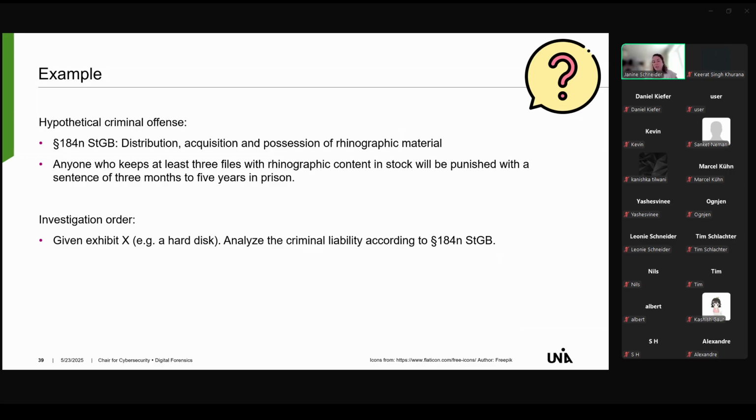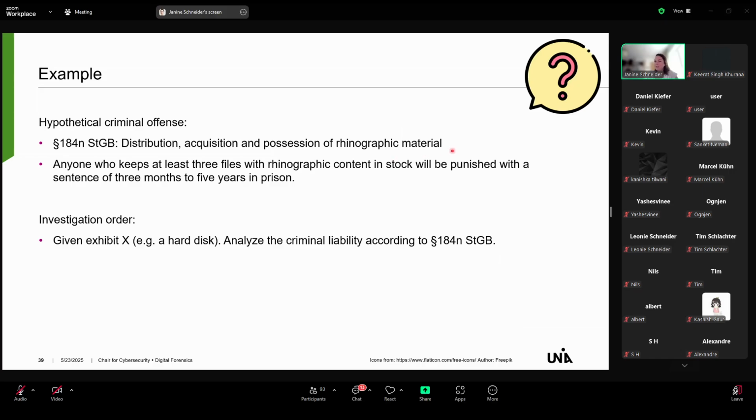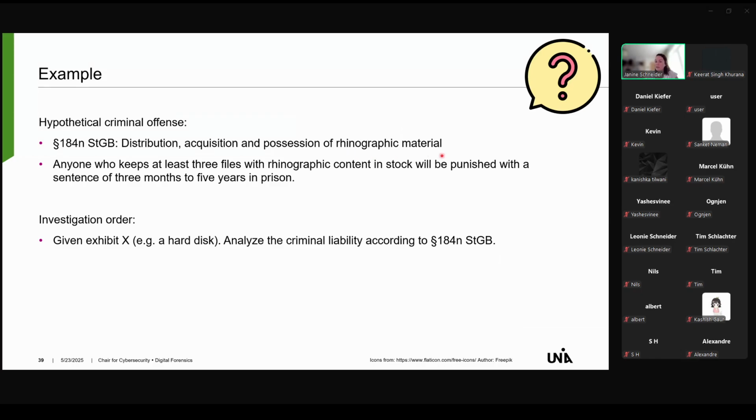So the question here is that with that investigative order, you cannot know, for example, what exactly is punishable here. We know that the possession of pornographic material is punishable, but what does that mean? What is pornographic material? Is it naked people? Is it people that are not covered enough? Does the person need to be underage? So, what is punishable pornographic material here?